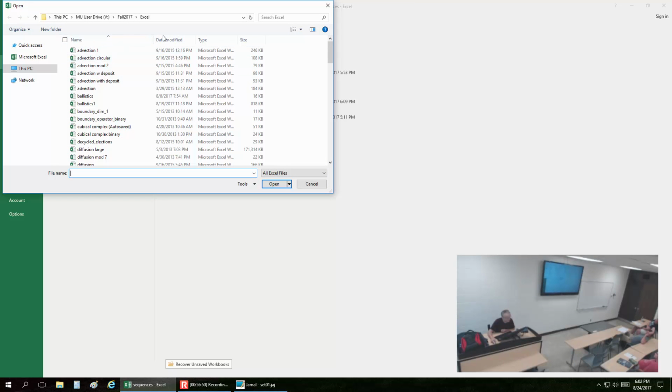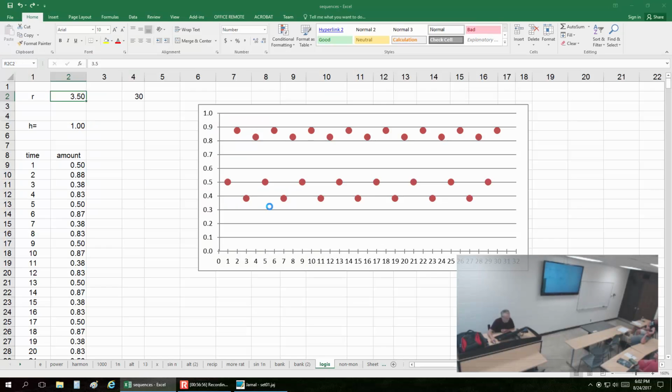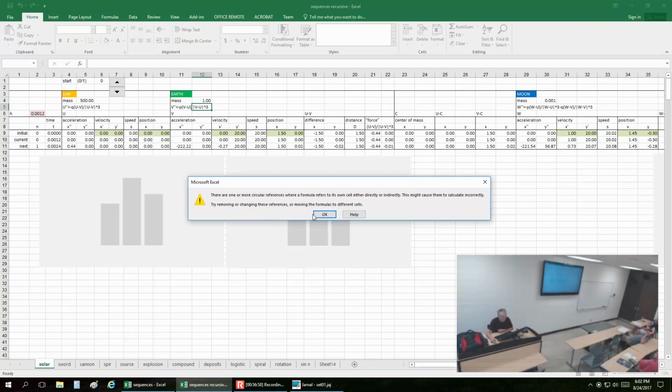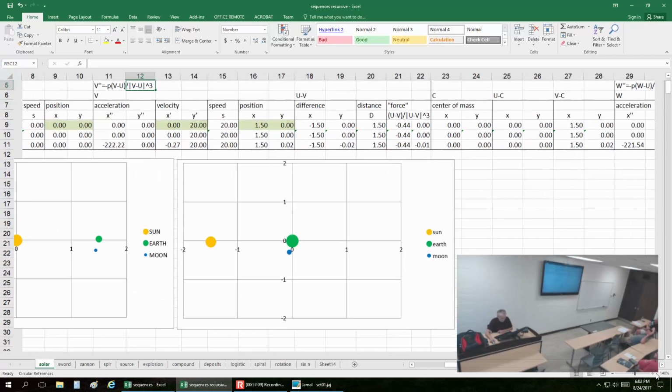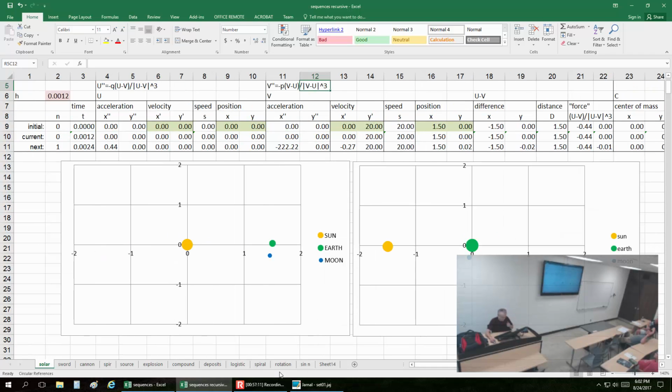Okay, it was the recursive. Yeah. Yeah, so recursive ones require circular references, which is that recursive formula that we had. This is what we saw on Monday.